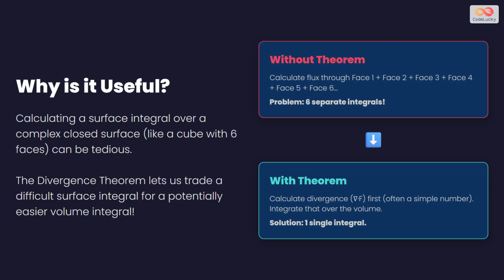Why do we use this? Convenience. Calculating a surface integral over a cube requires doing 6 separate integrals, one for each face. But with the divergence theorem, we can turn that into a single volume integral, which is often much easier to solve.